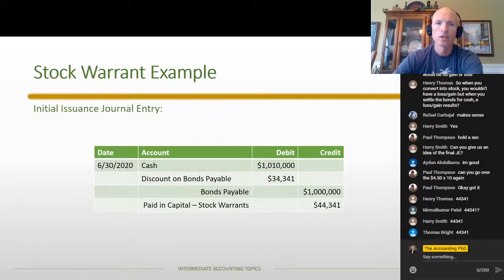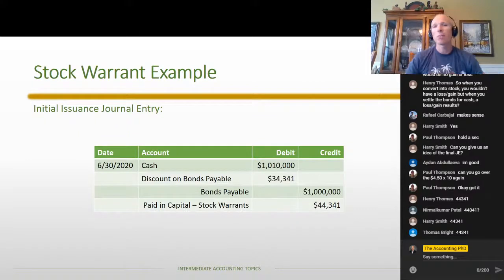And then, of course, the other piece is our stock warrants, and the account name that we're going to use in this class is paid-in capital - stock warrants. And so when we have that kind of account, that's the account name that we're going to use. US GAAP does not prescribe that this has to be the account name, but this is one that's very descriptive. So it's separate paid-in capital attributable to these stock warrants.